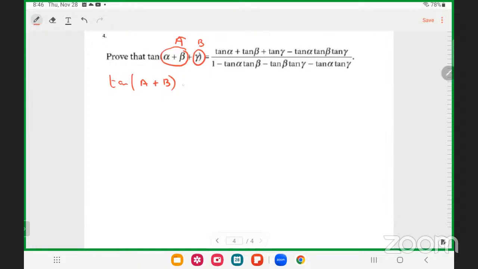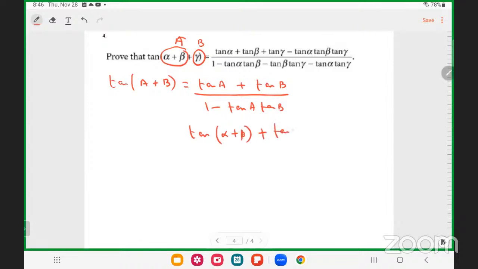So first I'll expand this. This will be tan A plus tan B over 1 minus tan A tan B. Now I will substitute A with alpha plus beta and I will substitute B with Y. 1 minus tan(alpha + beta) tan Y.